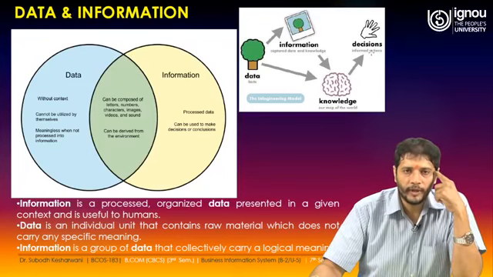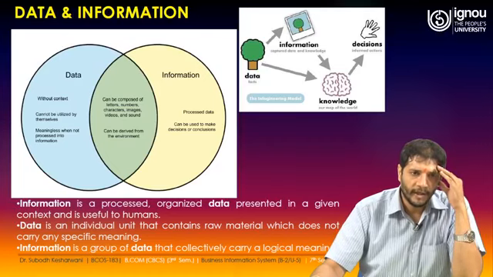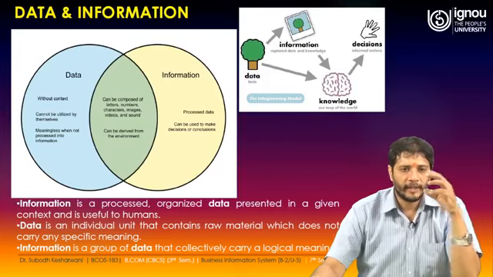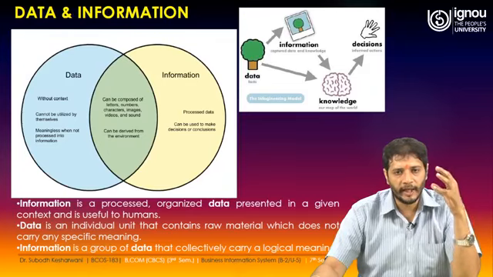So if you want to explore the data, you have to go in a very systematic manner. It starts with the data, then information, then knowledge, and then decisions. So information is processed, organized data presented in a given context, and it is useful to humans. And data is an individual unit that contains raw material which does not carry any specific meaning, and information is a group of data that collectively carries a logical meaning.